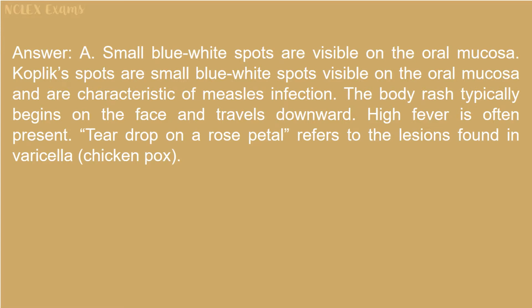Answer: A. Small blue-white spots are visible on the oral mucosa. Koplik spots are small blue-white spots visible on the oral mucosa and are characteristic of measles infection. The body rash typically begins on the face and travels downward. High fever is often present. Teardrop on a rose petal refers to the lesions found in varicella chickenpox.